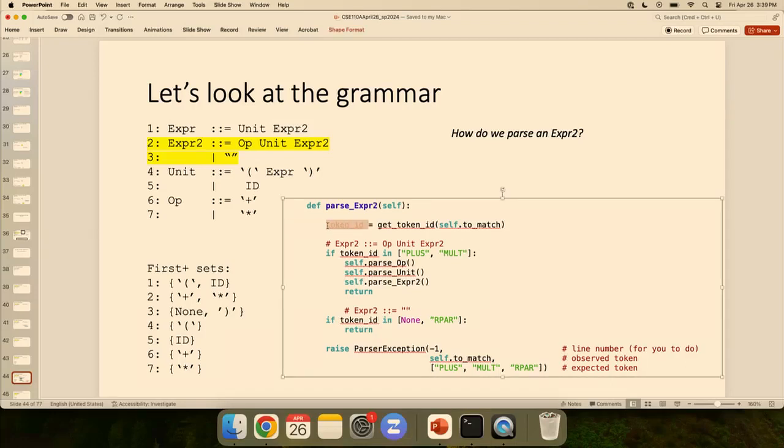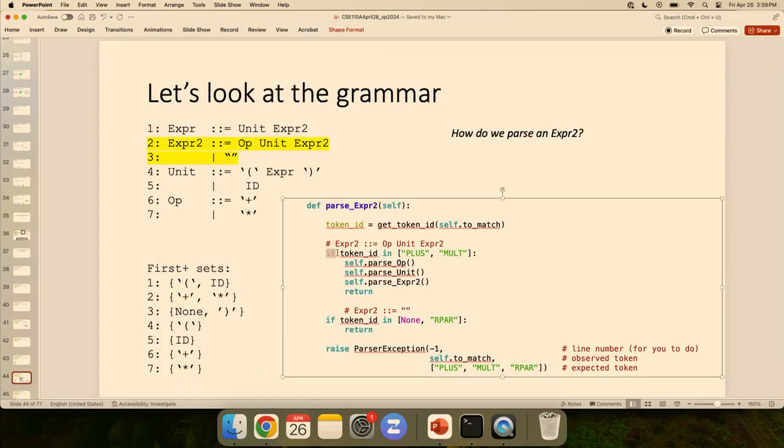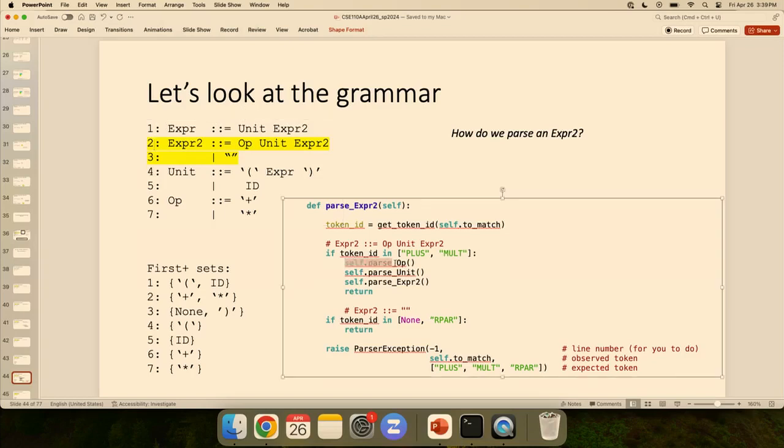That's basically the next token that appears from our lexer. So we're going to get that token ID. So rule number 2, plus and multiplication. If our token ID is a plus or multiplication, then we're going to pick rule number 2. And if we pick rule number 2, then we need to parse an op, we need to parse a unit, and then we need to parse an expr2, and then we return.